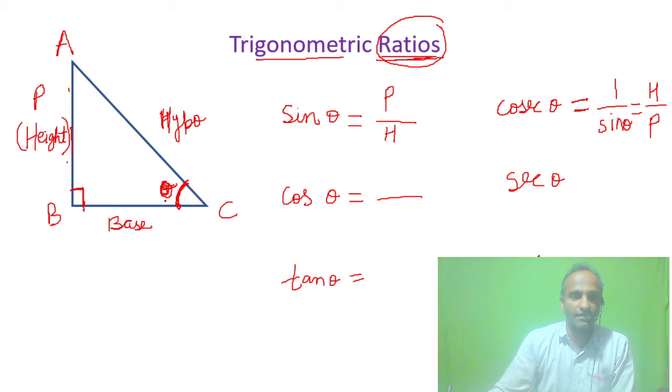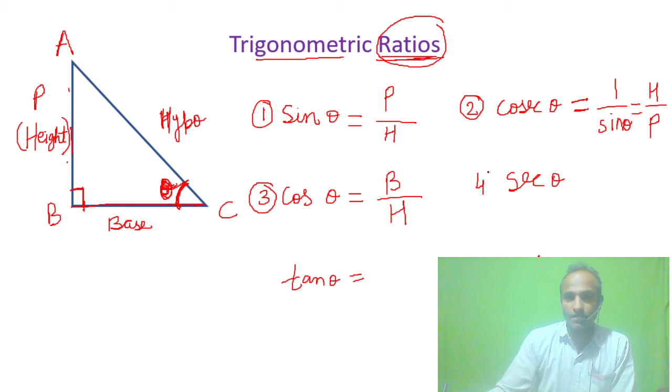Now we have to find the third ratio. This was the first ratio, sin theta. We saw cosec theta is the reciprocal of sin theta. Now the third ratio is cos theta. So cos of theta is base, some say adjacent side, adjacent to this angle theta, we are talking about adjacent to this angle theta only. So base upon hypotenuse.